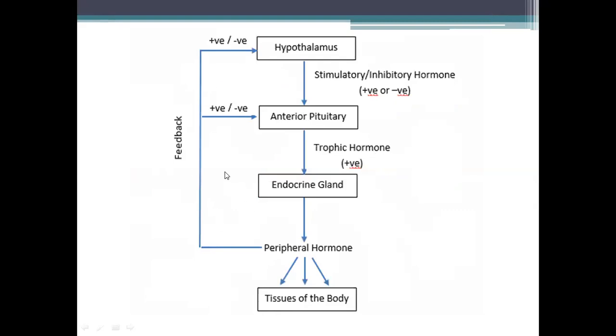Now, feedback control is there in the case of pituitary secretions. That means on stimulus of the hypothalamus, the anterior pituitary releases hormones that control the different endocrine glands of the body. Once the function of the endocrine hormone is done, the same hormone in the blood has an inhibitory effect on the pituitary or the hypothalamus, which is known as the negative feedback mechanism.